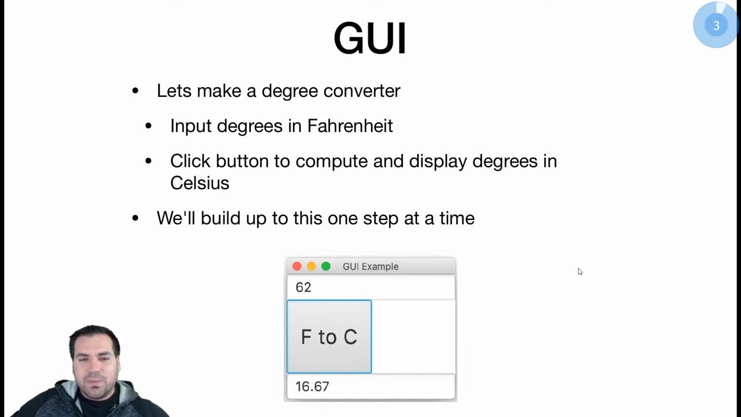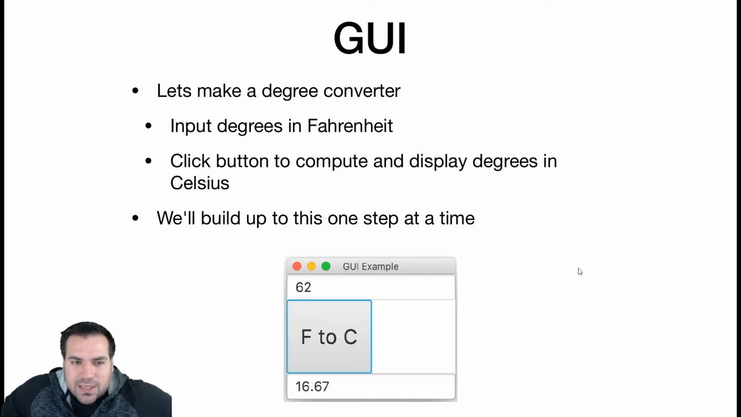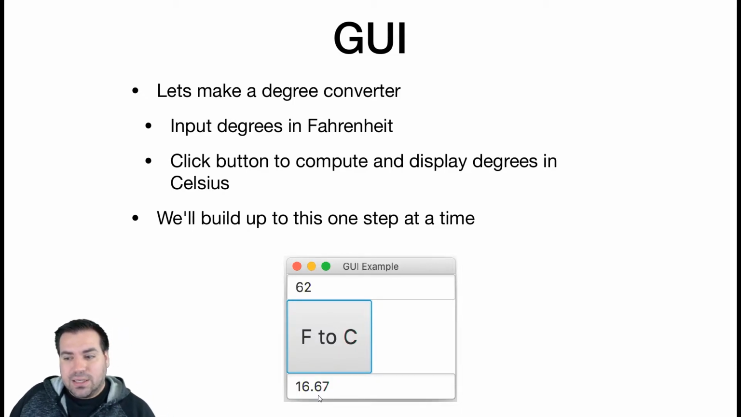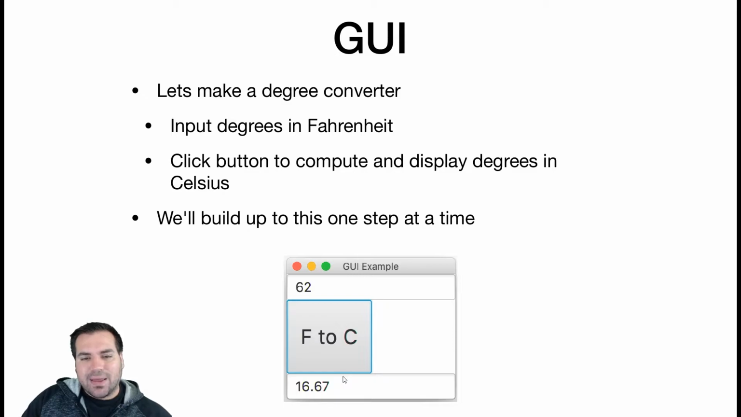So let's build a GUI. The example GUI we're going to build today is a degree converter, converting Fahrenheit to Celsius. So you type in your Fahrenheit degrees here, you click the button, you get the Celsius degrees here. Simple app. Functionally, from a user perspective, very simple app. Let's see how to build this in Scala.